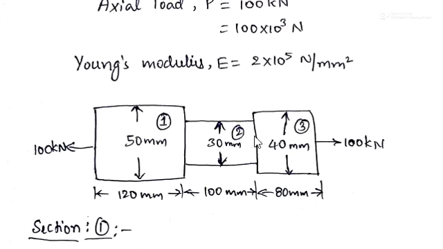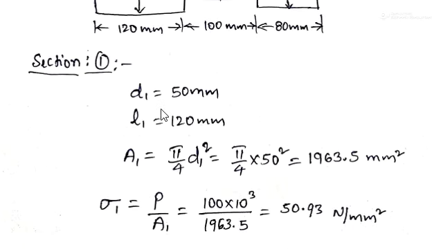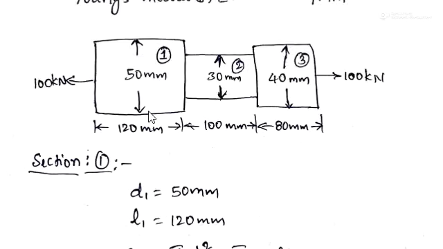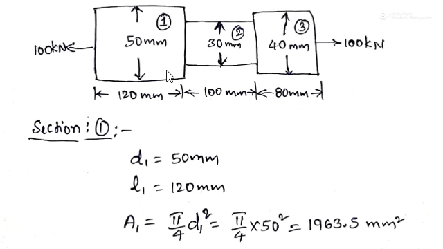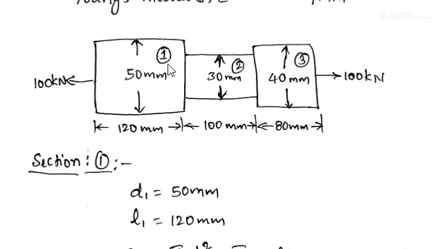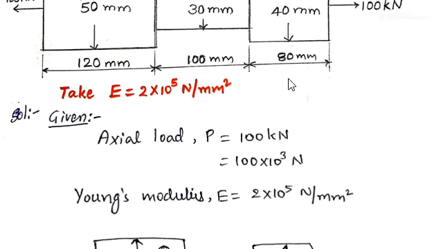Even though the load is the same on each section, the stress is different. Why? Because we know stress is load by area, and because we have different diameters, the areas will be different. So we get different stress values in each section, and we'll do it separately for each section. Taking the left side as section 1, the middle one as section 2, and the right side as section 3 from this figure. This is 1, 2, and 3.